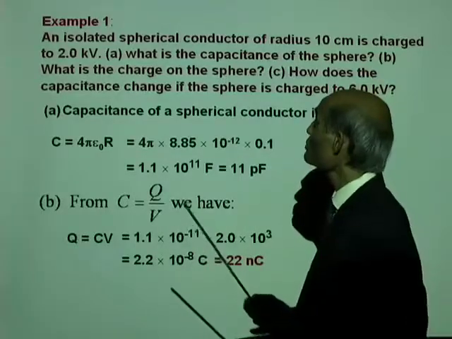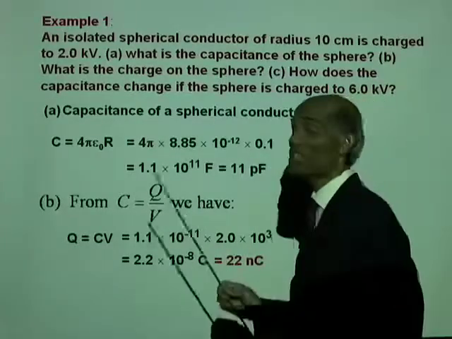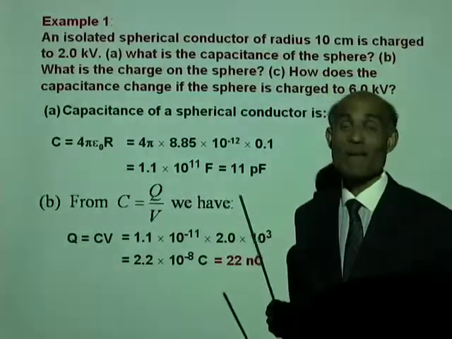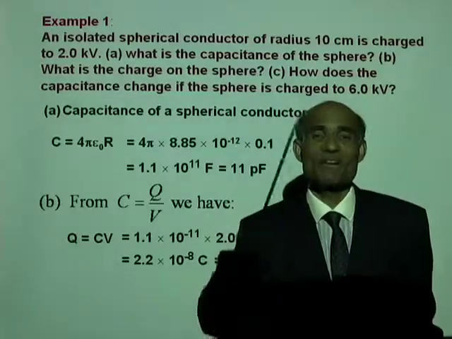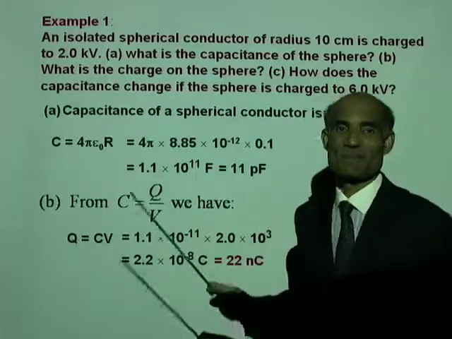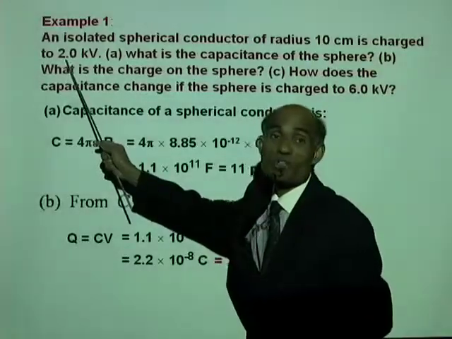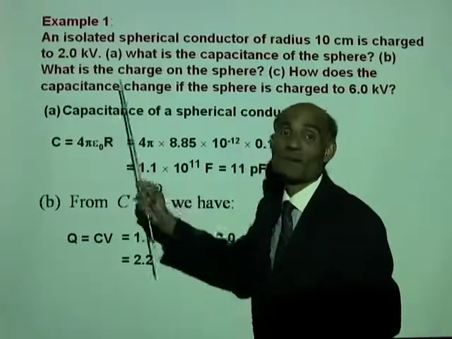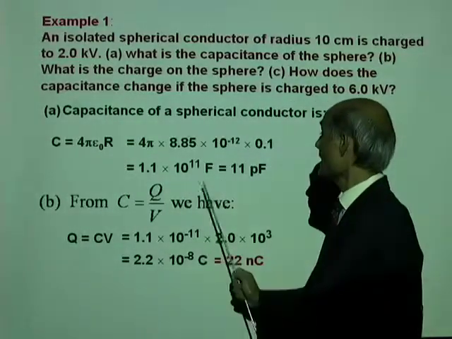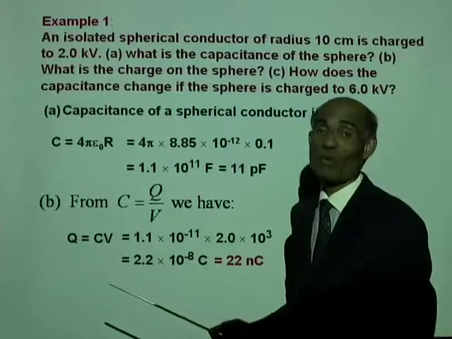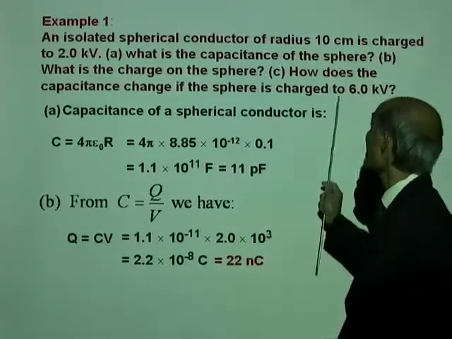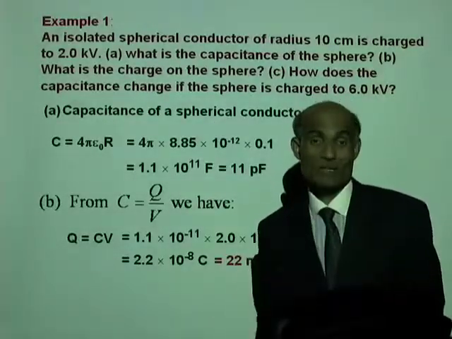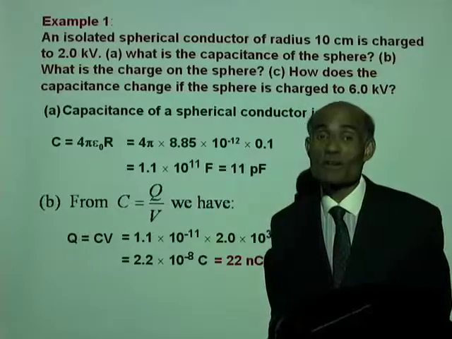Alright, let's do the C part. How does the capacitance change if the sphere is charged to 6 kilovolt? Well, what's the answer? Let me see if you get the right answer. Originally, we charged the conductor to 2 kilovolt, and then the capacitance was 11 picofarad. What will be the capacitance if you charge the conductor to 6 kilovolt? Did you get the answer? Well, what is the answer?